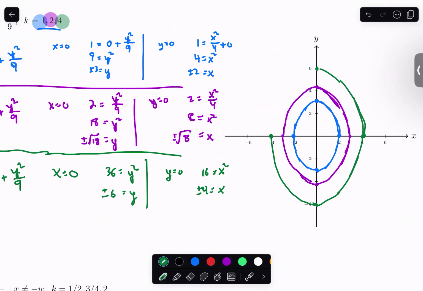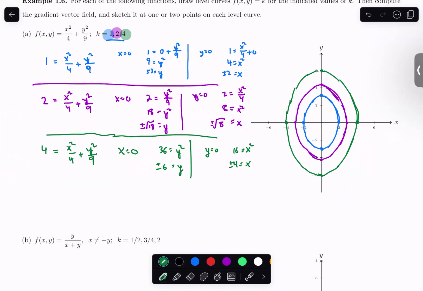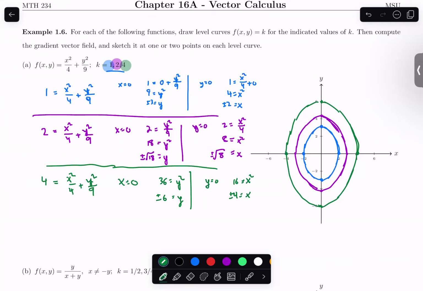All right, so not bad review here, especially since the midterm will cover level curves as well, 14.1. But now my claim is that these are somehow specially related with our gradient vector field. So let's spend a little bit of time now calculating out our gradient of f.